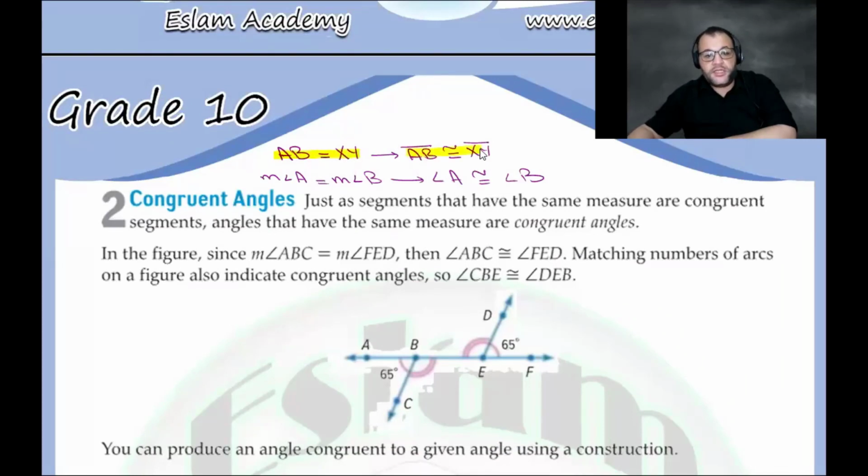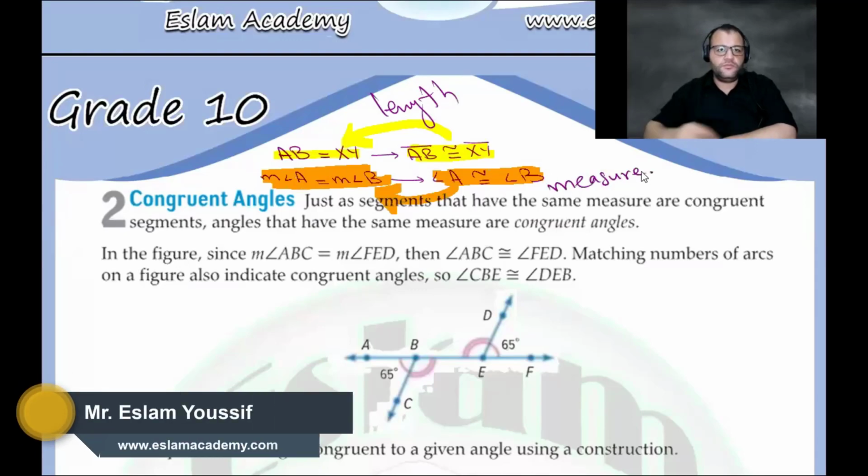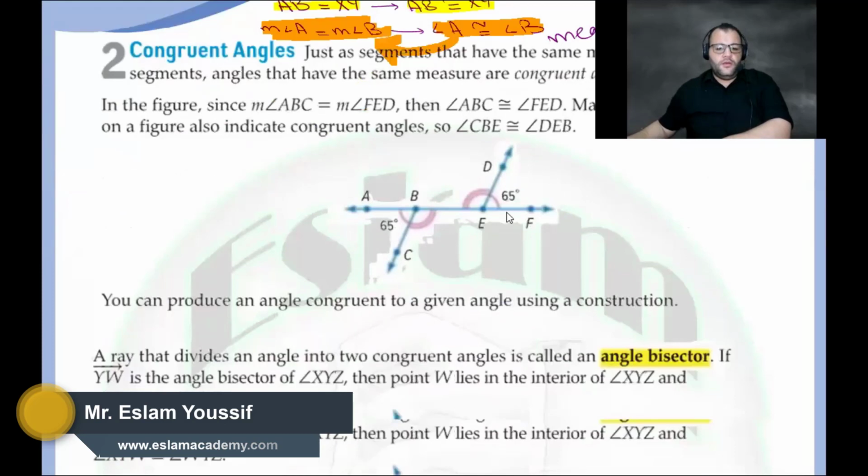Then a line segment is congruent to the line segment. But for the angle, I have to say the measure of the angle equals the measure of the angle. Therefore, the angle is congruent to the angle. Two angles are congruent if the measures are equal. Two line segments are congruent if the lengths are equal. For the first one, I need the length. For the second one, I need the measure of the angle.